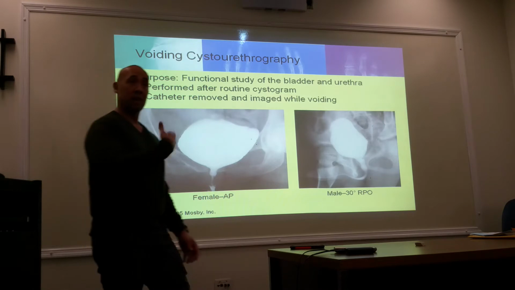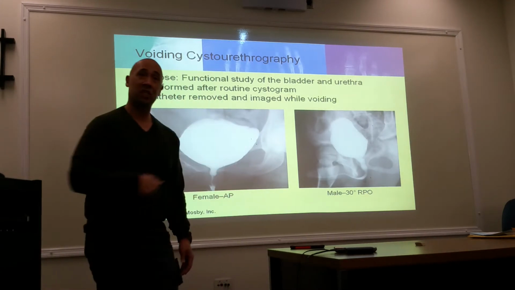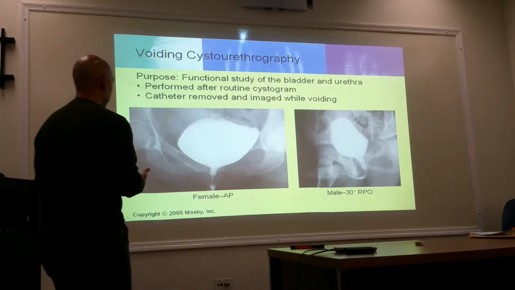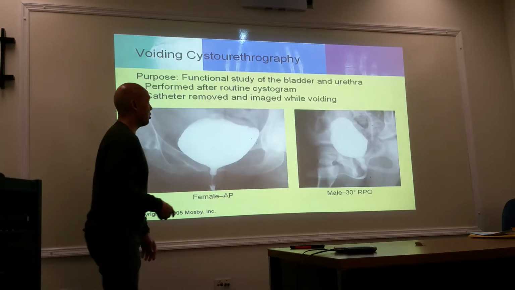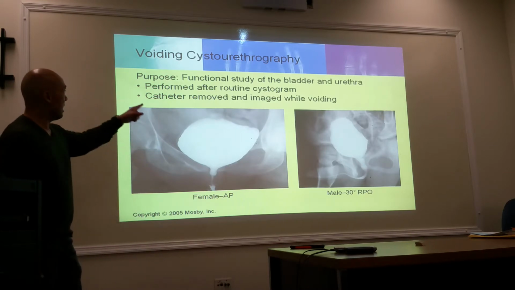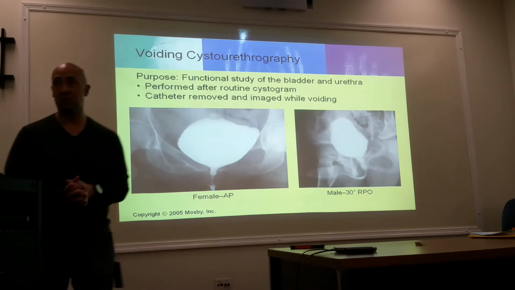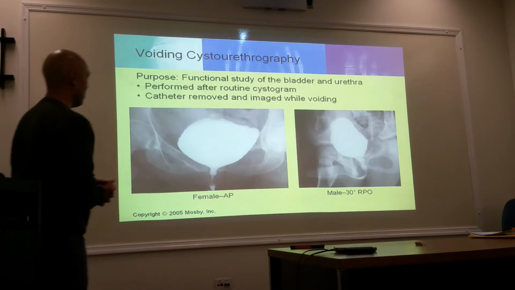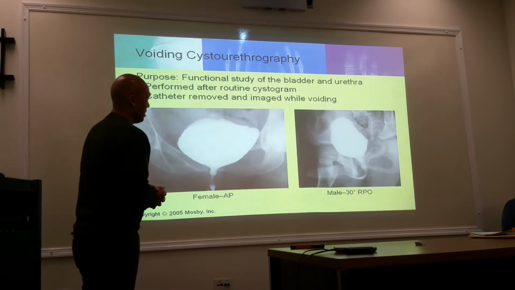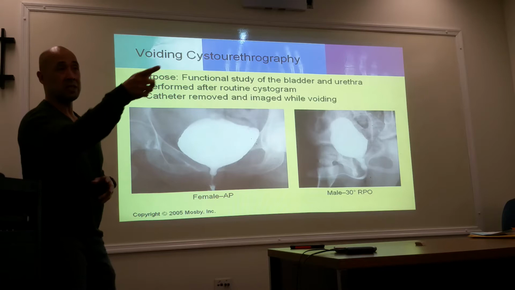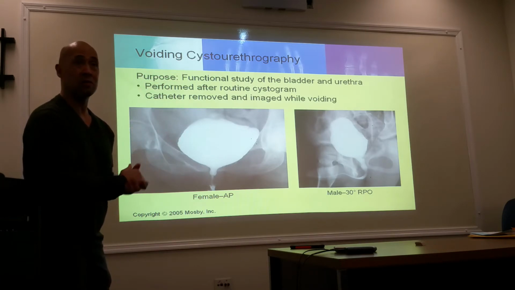Voiding cystogram. So once the bladder is filled up, now this is the functional part of the study. We're going to have the patient void. So the purpose of a voiding cystourethrogram, or a VCUG, is a functional study of the bladder and urethra performed after the routine cystogram, after the catheter has been removed. We do images while the patient is voiding. So the patient may be voiding through a receptacle or maybe a bunch of towels.